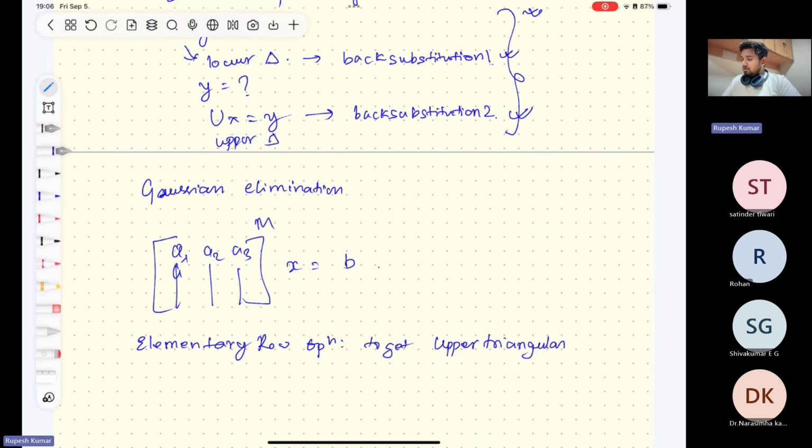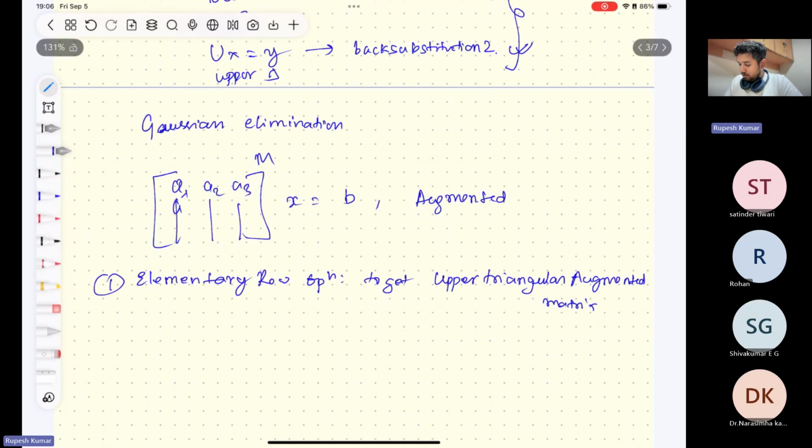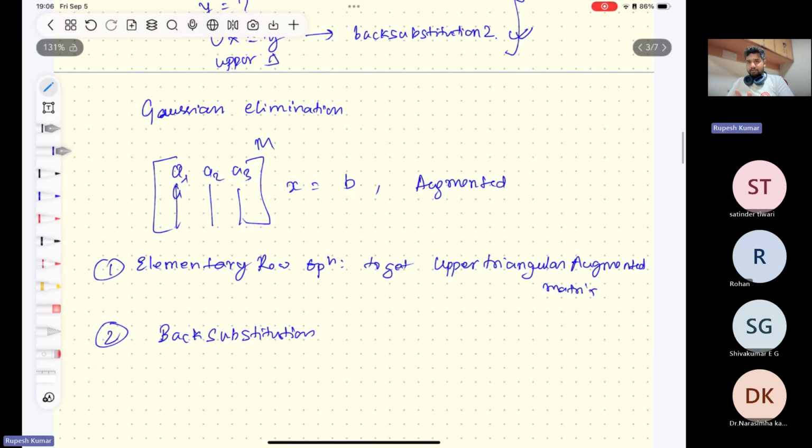So basically you were doing this on the augmented matrix, to get an upper triangular augmented matrix. This was step one, and step two was back substitution to get the solution. This is clear, everyone, right? I don't need to explain anything here.